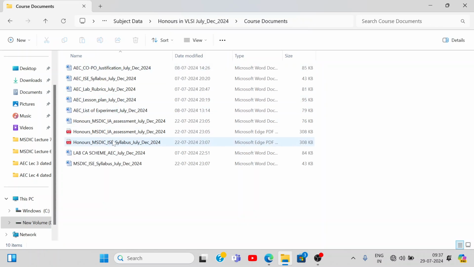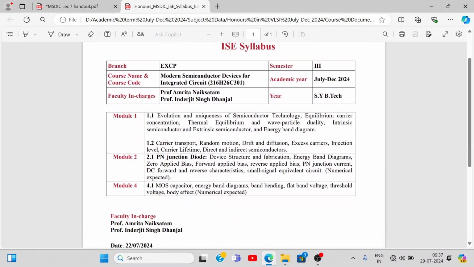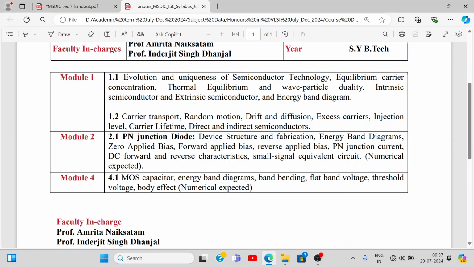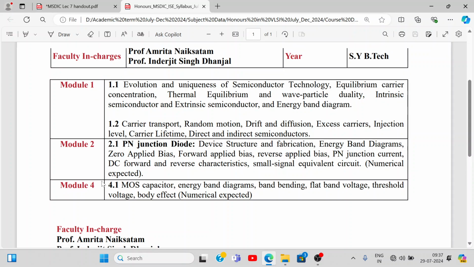Right now we have considered module number 1, which we are already doing, which we are going to complete this week. In module number 2, you have a small section of it, 2.1 only, PN junction diode, and module number 4, which ma'am will start from next Monday onwards. Ma'am will take the lectures on module number 4 directly. So we have part of module number 1, 2, and 4. This is for your ISC exams.